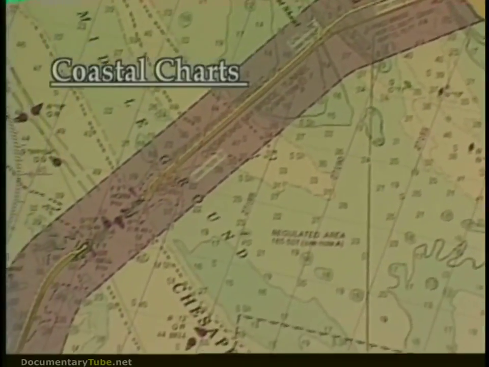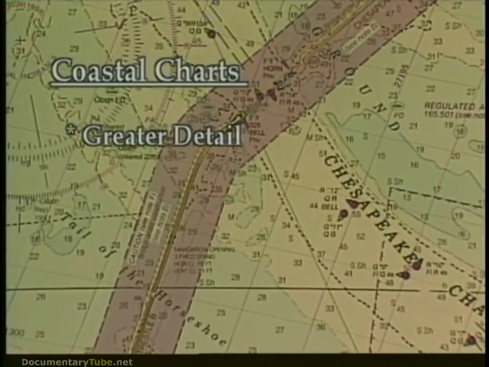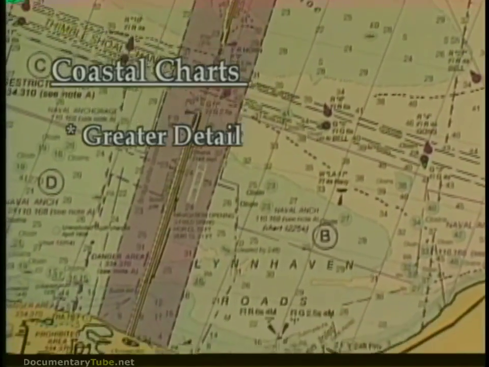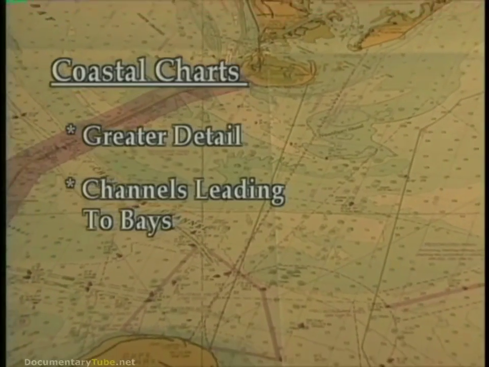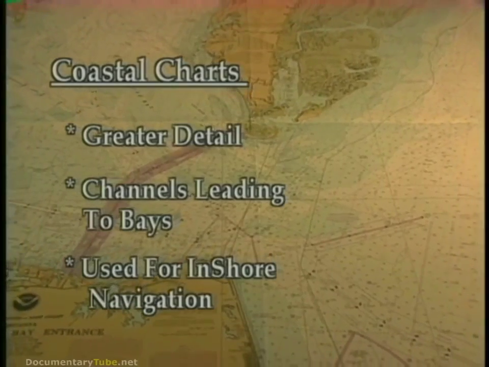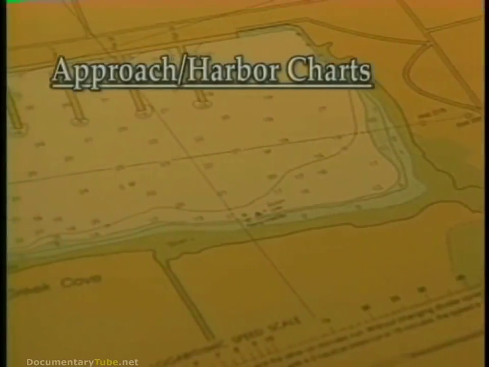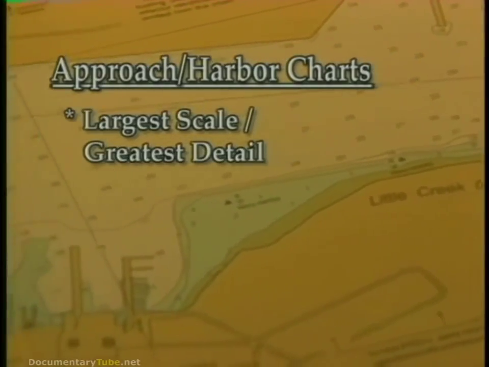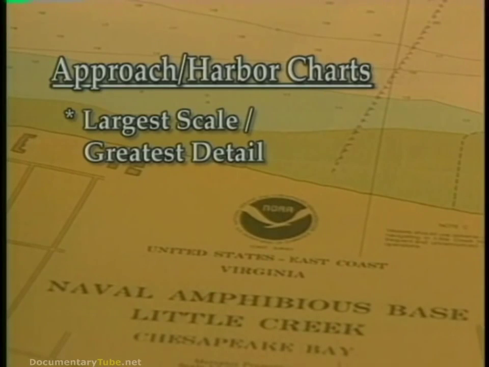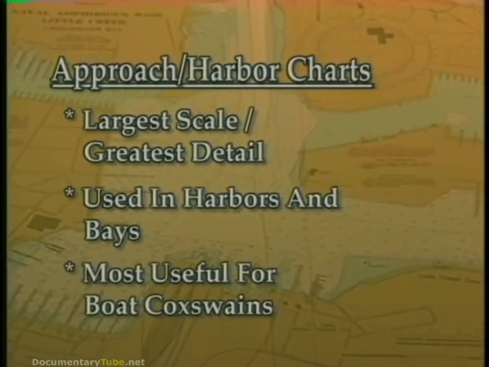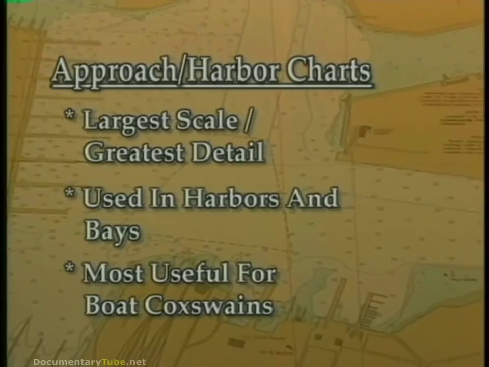You may also encounter coastal charts. These charts are prepared on a larger scale, depict a smaller area, and show more detail than sailing charts. They show channels leading to bays. Coastal charts are frequently used for inshore navigation. The last chart we will discuss is called the approach or harbor chart. Of all the charts that we have discussed, the approach harbor chart has the largest scale and shows the greatest level of detail. Approach harbor charts are used in harbors and bays. They are particularly useful to boat coxswains.